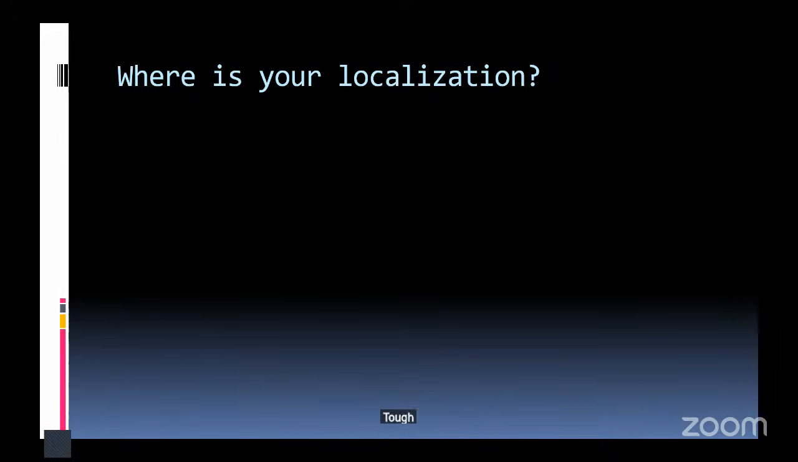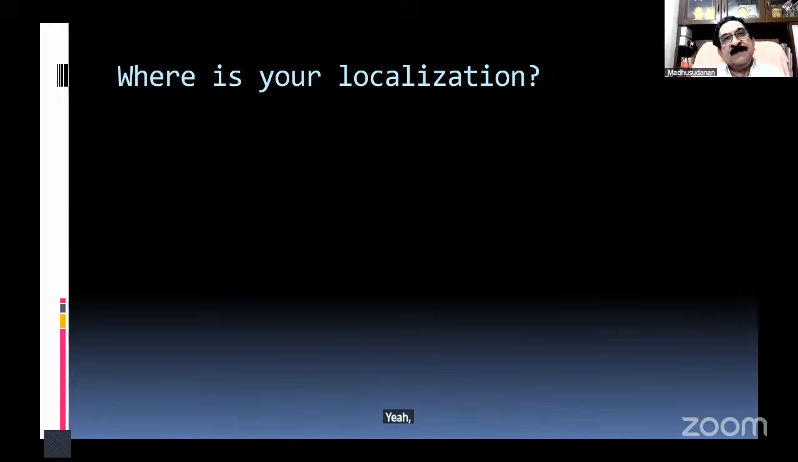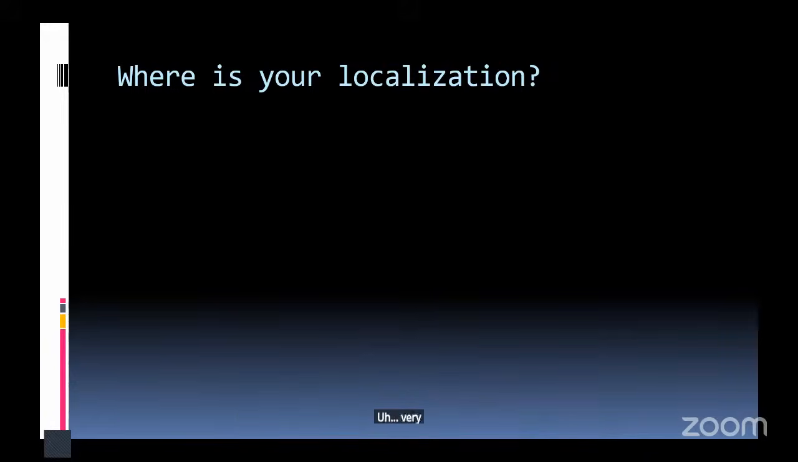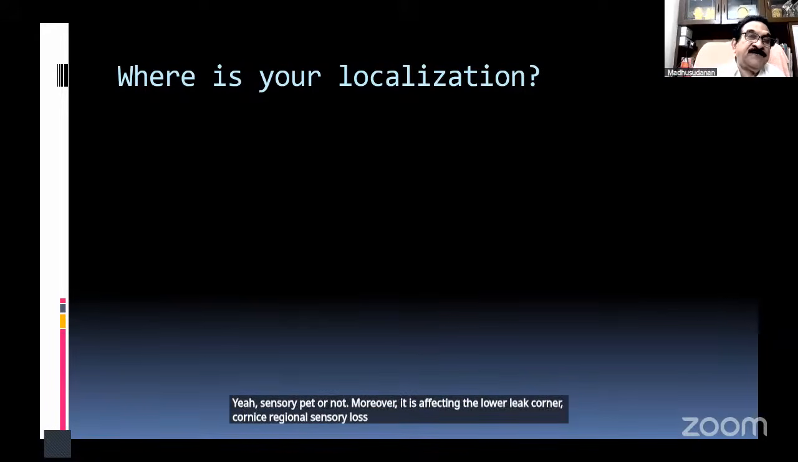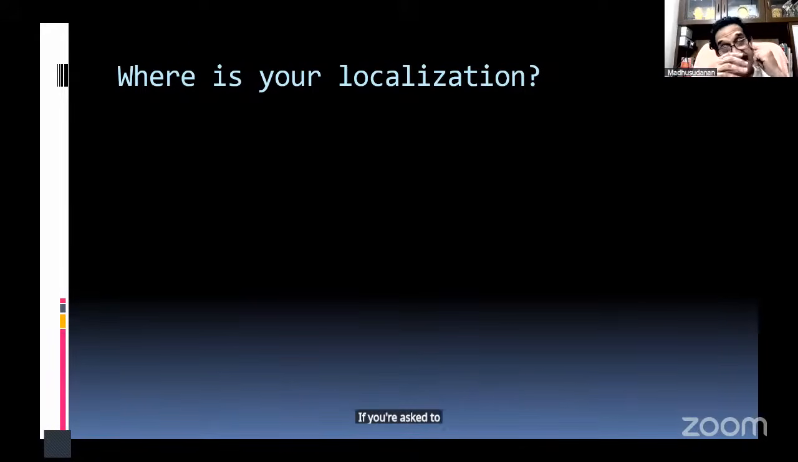Tough case, no? Brainstem could also be considered, sir, lower brainstem. The point is, the sensory pattern is very odd, sir. Moreover, it is affecting the lower sacral region. If you have to implicate the medulla, both lateral parts of the spinothalamic tract have to be implicated.